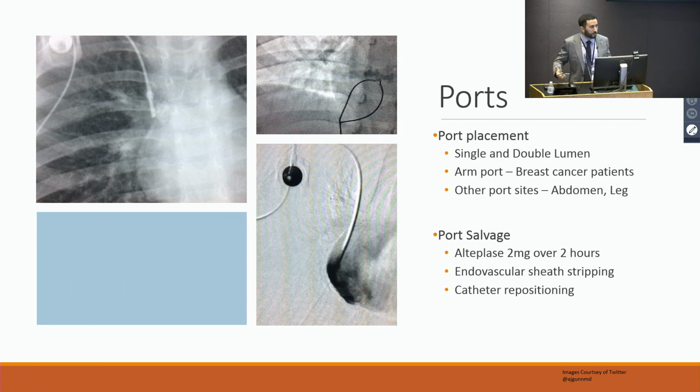What do you do if that doesn't work though? Do we replace the port? Do we put it on the other side? The problem with that is that's another procedure for the patient, additional cost for the patient.